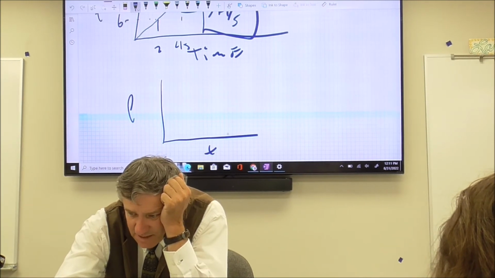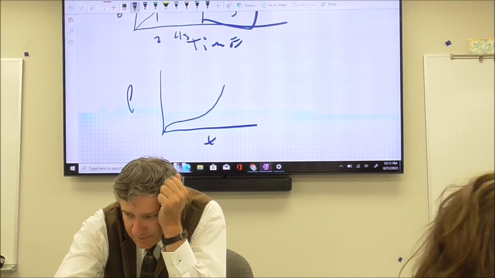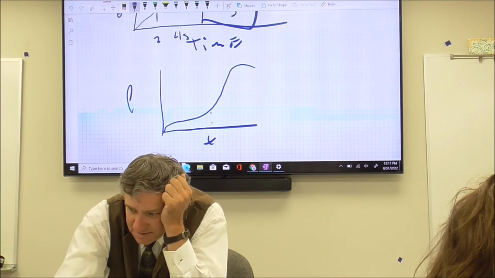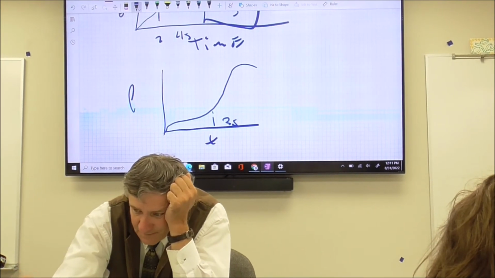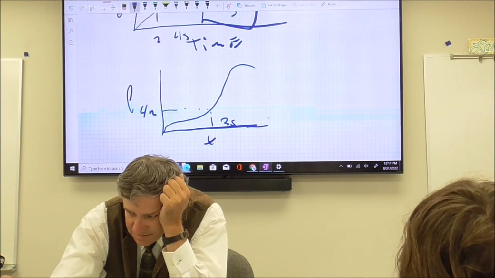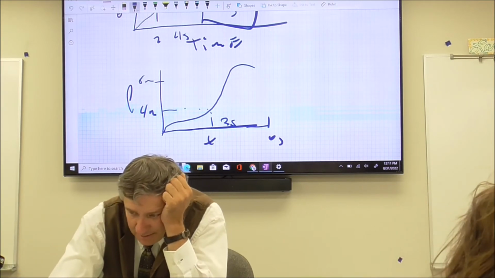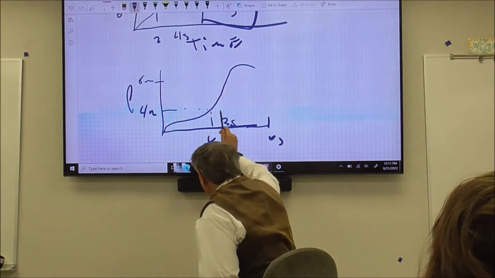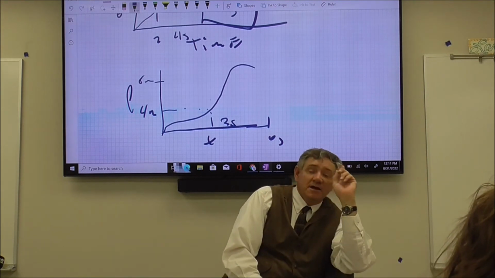Now, if you have a position time graph that looks like this, okay? And let's say that this is 3 seconds, and let's say that's 4 meters. Now, let's say that I want to know how fast you are going at 3 seconds. I want to know how fast you're going at 3 seconds.